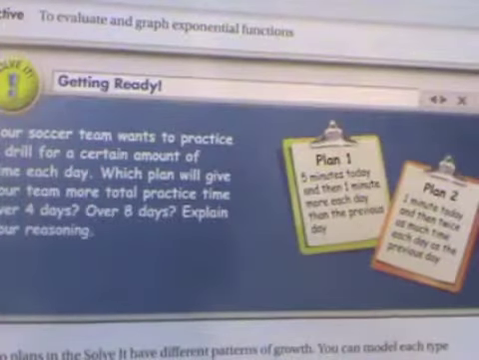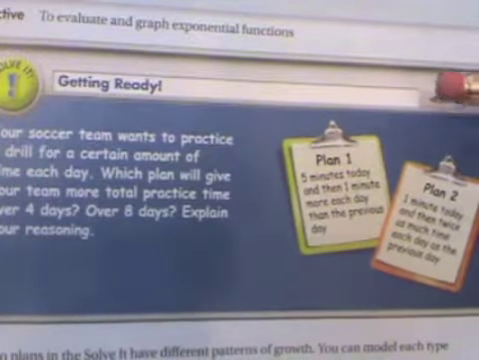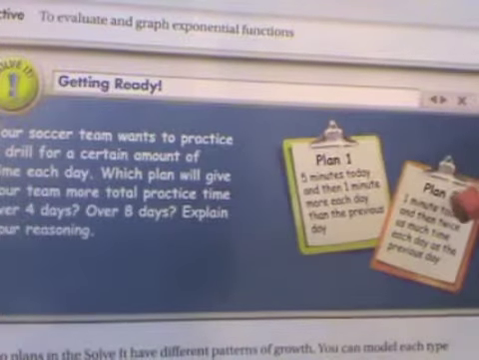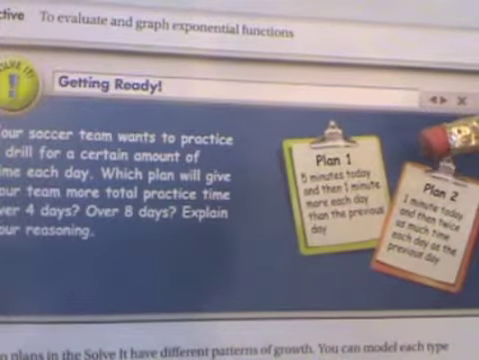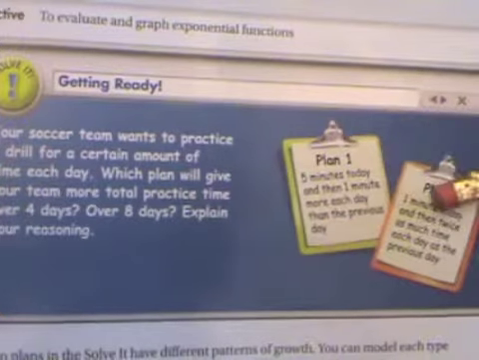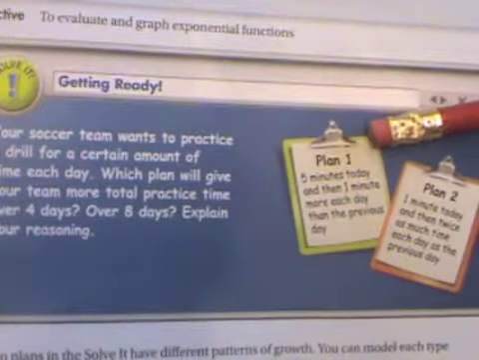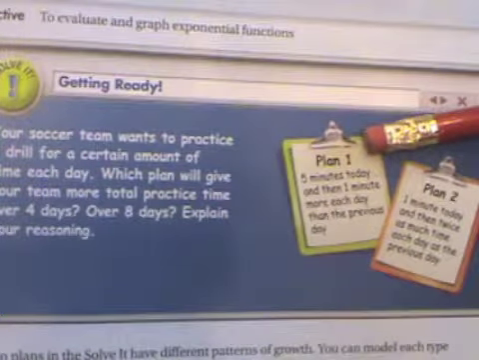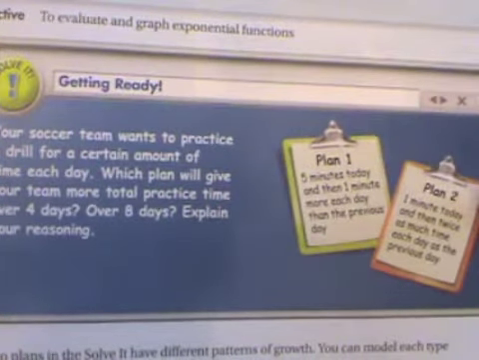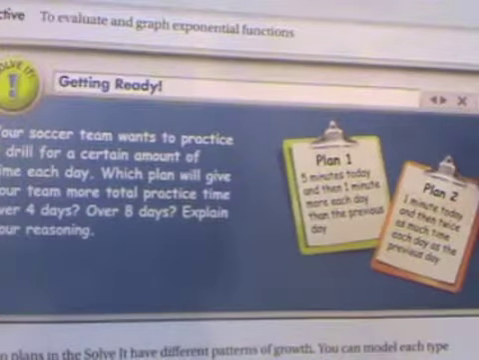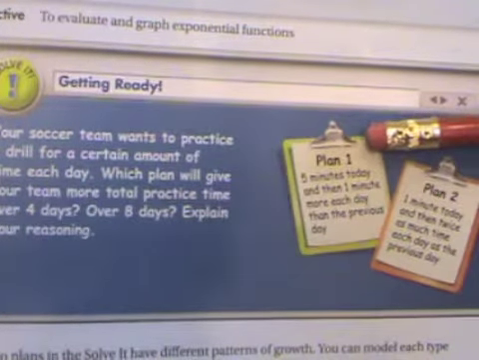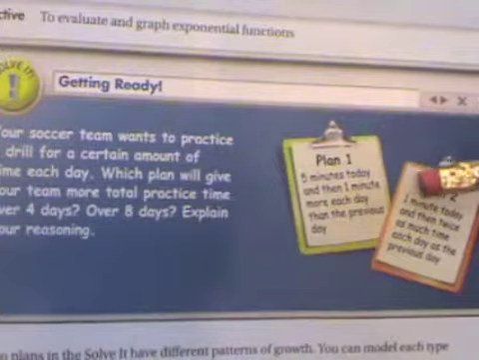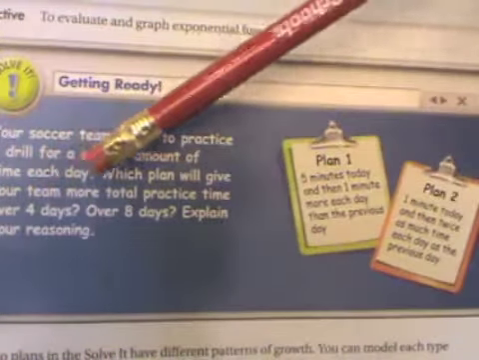I want to take a look at one more kind of basic thing before we move on to doing some math. This is the box at the very beginning of 7-6. I'm still on page 447. These are two different plans for a soccer team to practice. Plan 1, 5 minutes today, 6 minutes tomorrow, 7 minutes the day after that, and so on. Plan 2, 1 minute today, 2 minutes tomorrow, 4 minutes the day after that, 8 minutes the day after that. The question is, which plan gives your team more total practice time over various number of days?